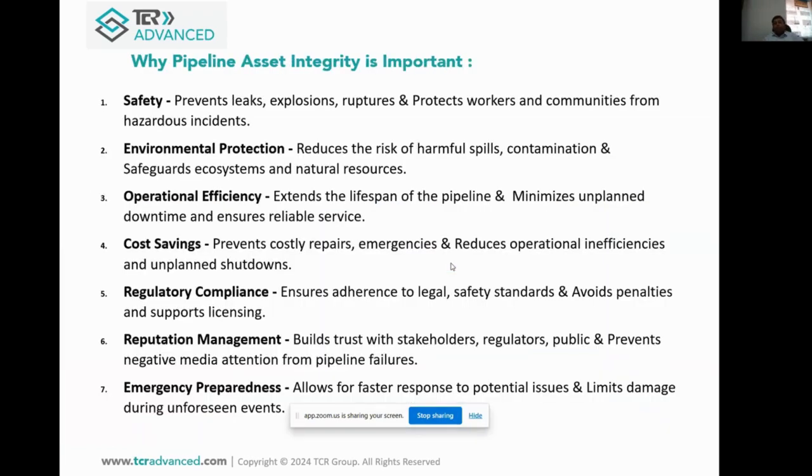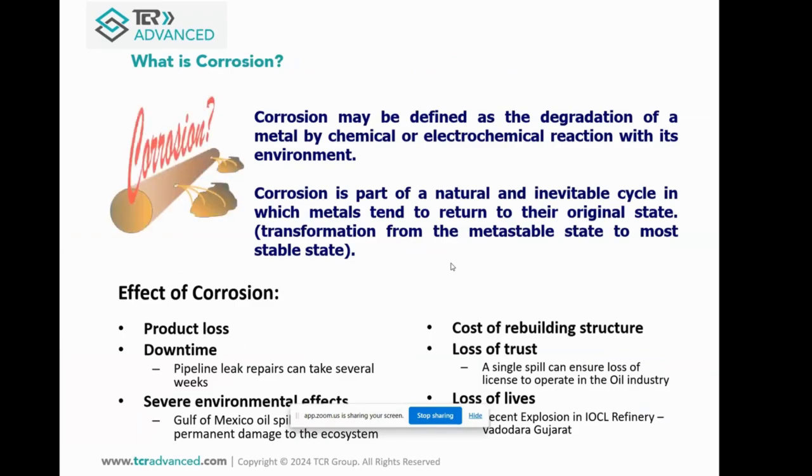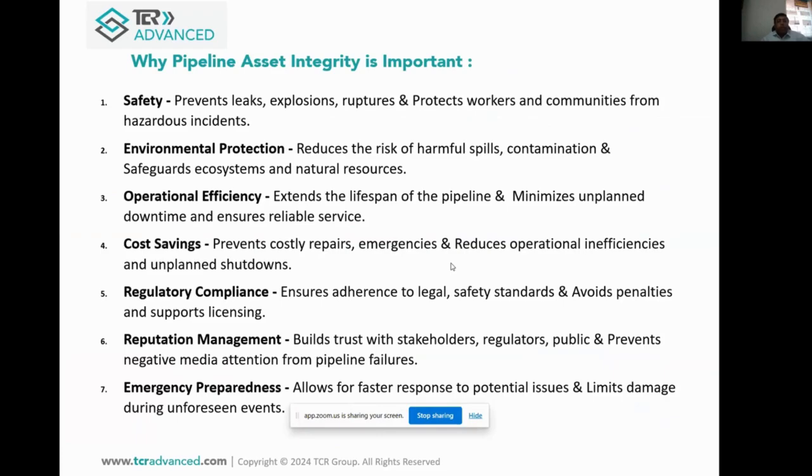So why is pipeline asset integrity important? Pipeline integrity is important because of seven factors. One is safety, which prevents leaks and explosions. Then environmental protection, which reduces the risk of harmful spills and contamination and safeguards the ecosystems and natural resources.